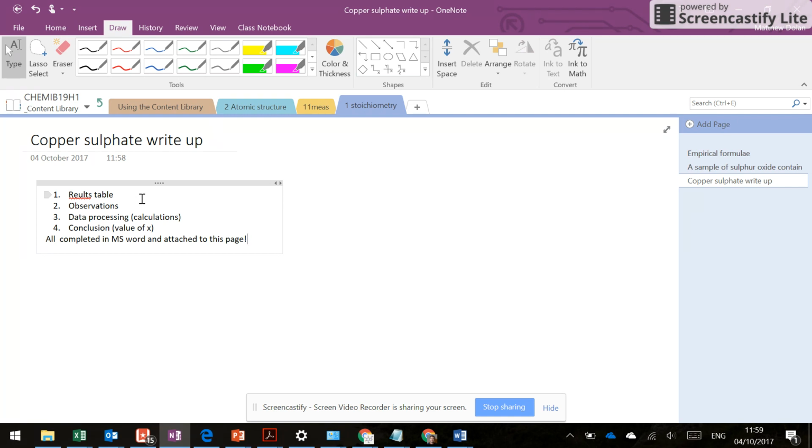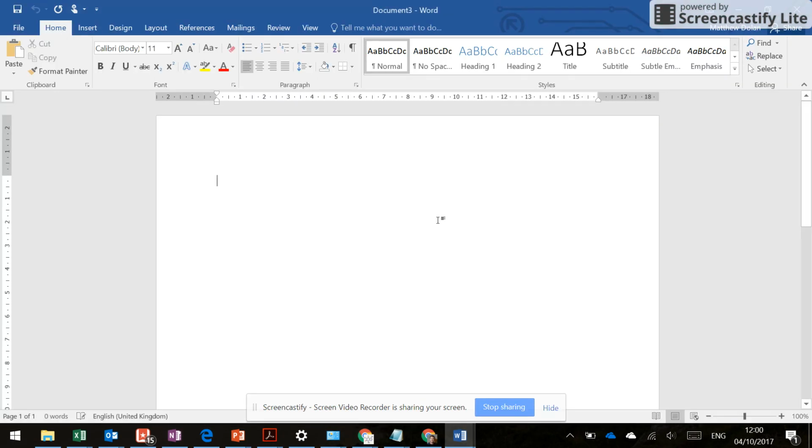Okay, it's a very simple lab report because the only things you have are results table, which I can't spell, results table, observations, data processing, and conclusion. So it's not really a full lab report at all. I don't want you to write a procedure because it's already on the sheet, so don't waste your time repeating that. There's a couple of tips when you're doing your lab report.